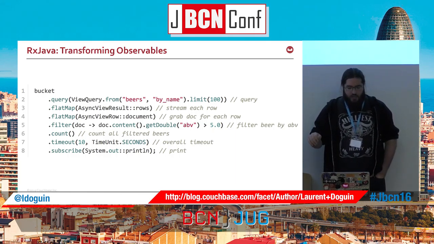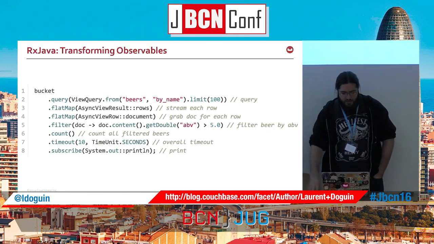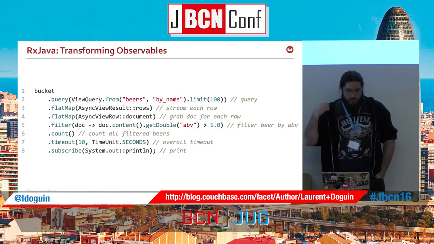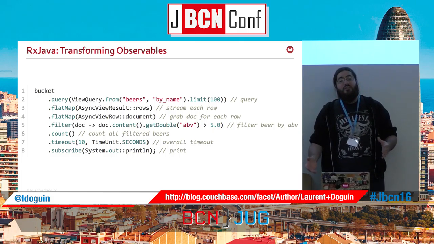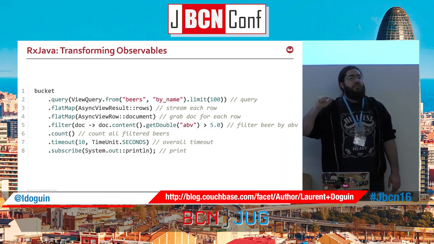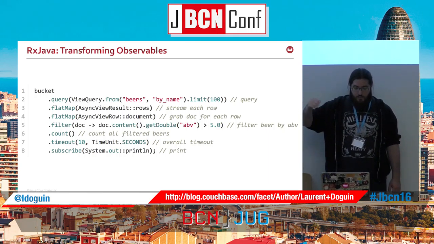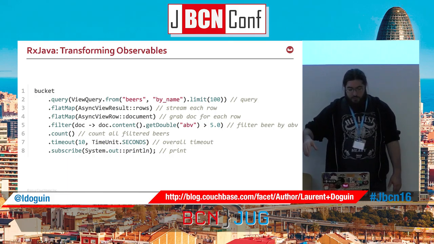I'm doing a query. I'm doing a view query. I'll explain what a view query is later. It returns me a bunch of documents. Well, it returns first an object that contains the answer, contains the metadata of the query, and contains whether there's been an error or something. So I'm just taking the rows.